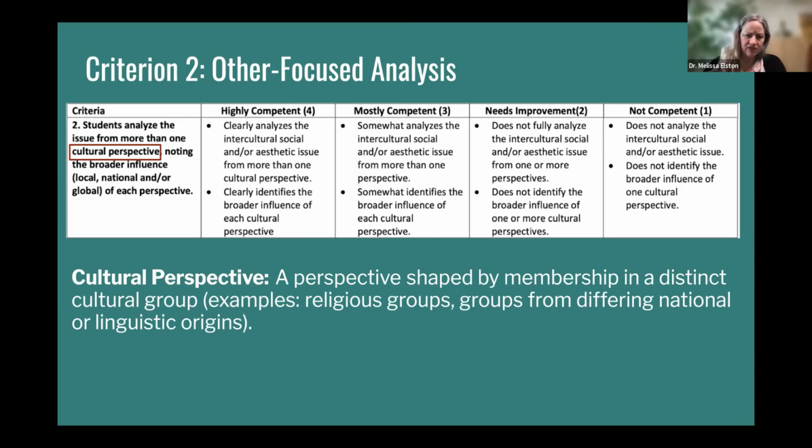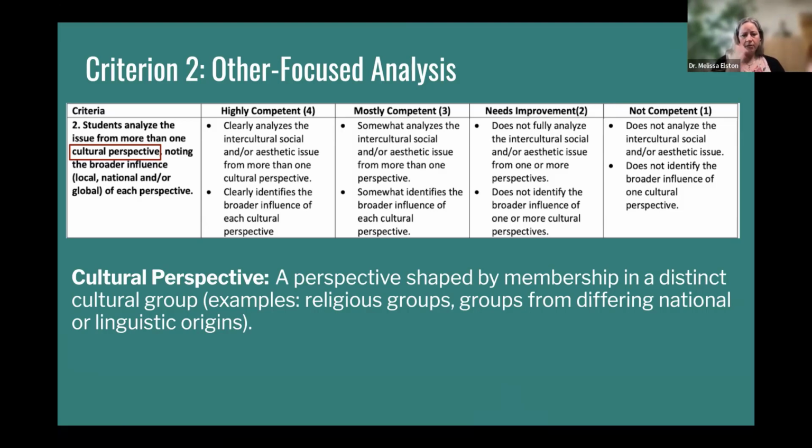This is a general shared definition for all of us. What do we mean by cultural perspective? We mean a perspective that's shaped by membership in a distinct cultural group. Again, we're defining cultural group pretty broadly. It can be a religious group. It can be groups from different national or linguistic origins, et cetera.